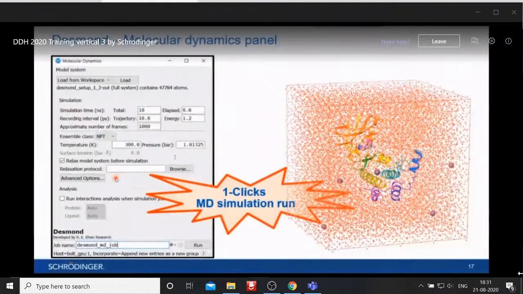But even if you don't change it, it doesn't matter much, because everything is a very well calibrated and optimized protocol. So you can rely on it. You can specify the number of nanoseconds and click on run, and it will run the MD simulation. The only condition is you need to have a Linux operating system and a GPU card with your computer. Only then is it possible to run an MD simulation.